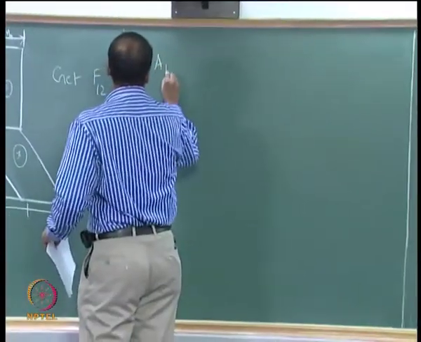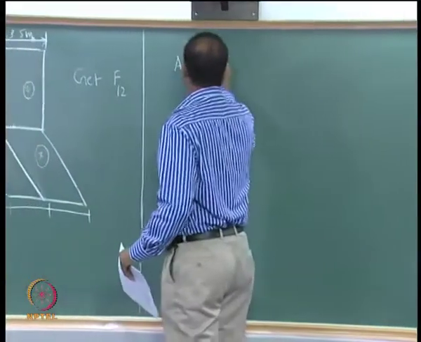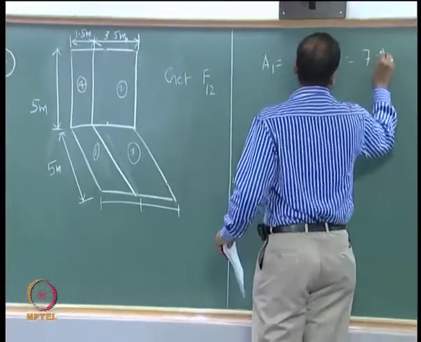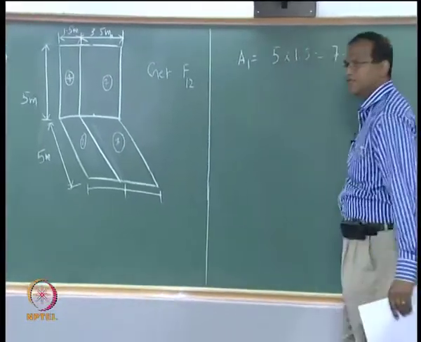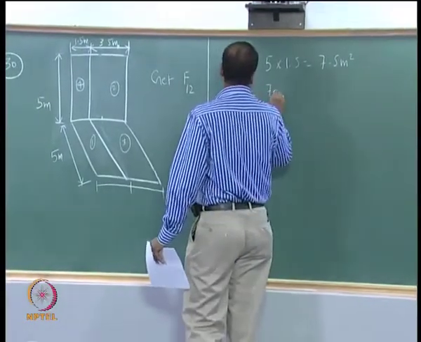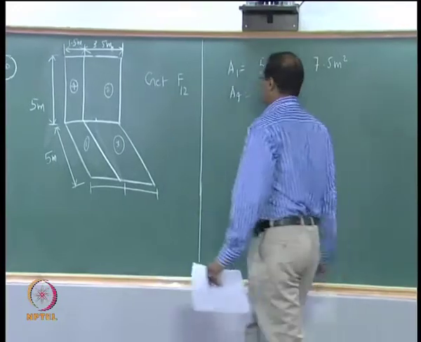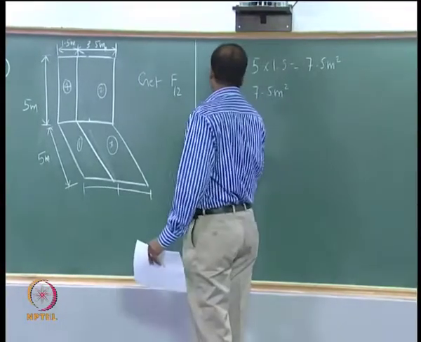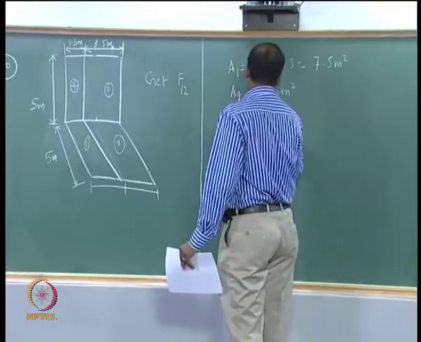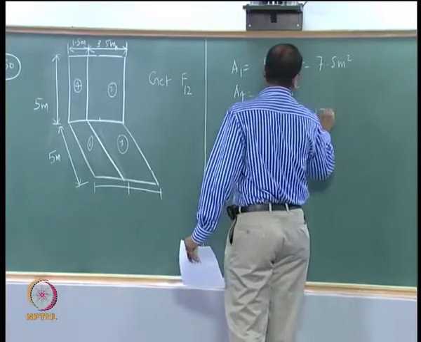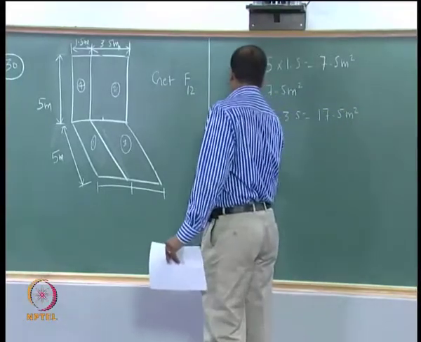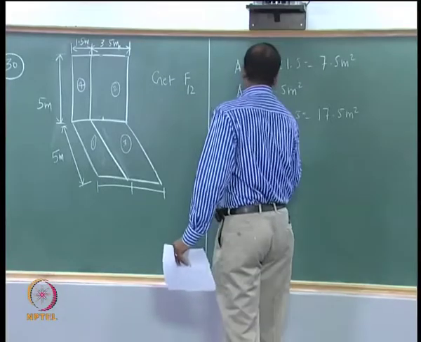So A1 is 7.5 meter square, A4 is also equal to 7.5 meter square, A3 equal to, A4 is also equal to 17.